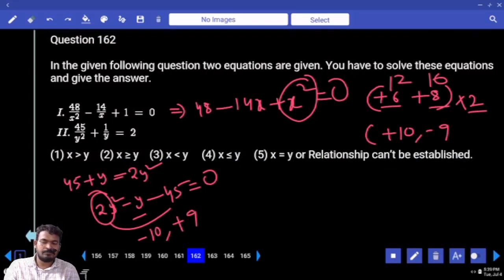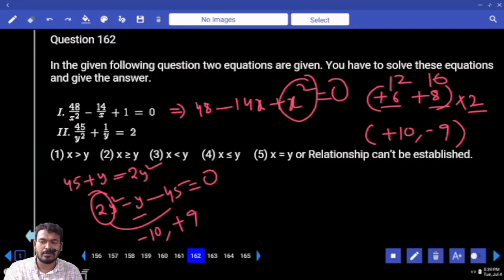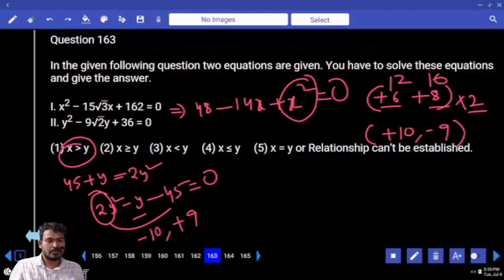12 compared to 10, greater. 12 compared to minus 9, greater. 16 compared to 10, comma minus 9, greater. What is the answer? X is greater than y. Next 163.